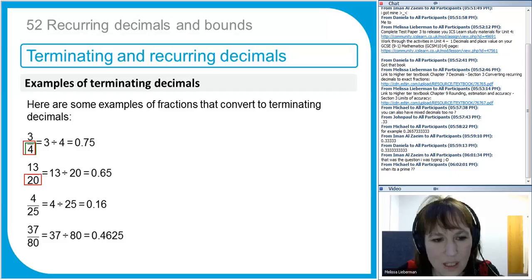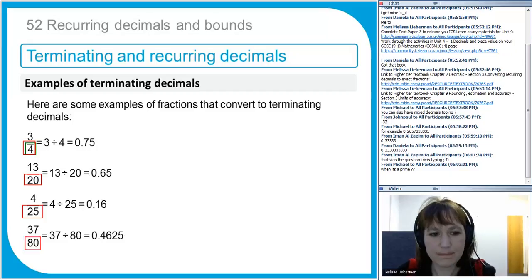So looking at the number in the denominator, to convert it into a terminating decimal, it's going to have to convert into a fraction over 10, 100, 1,000, 10,000 and so on. And the way that we check when it's a prime, not prime, because none of these numbers are prime numbers, 4, 20, 25 and 80 aren't prime numbers.